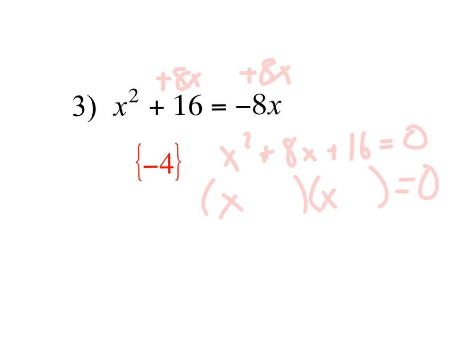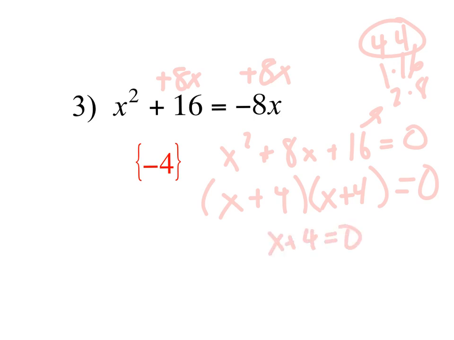X times x. Now 16 has a number of factors, 1 and 16, 2 and 8. We want to go with 4 and 4 because that adds to 8 and it multiplies to 16. Both of them have to be positive. As you can see, you have the same answer twice. So you don't need to do it twice. You just take your x plus 4, set it equal to 0, subtract your 4, and x equals negative 4. So there's still 2 answers, but it's the same answer twice, so we don't need to list it twice.